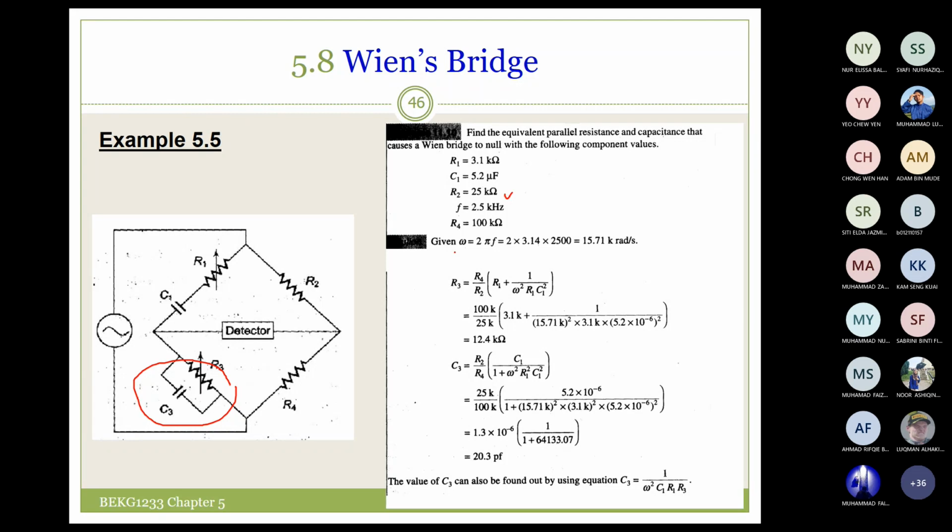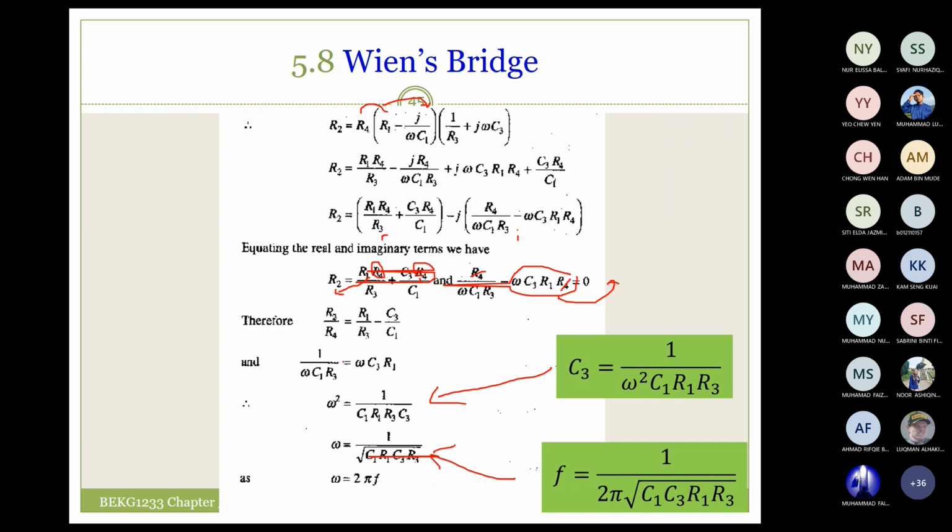Here given omega is 2 pi F, F is given here, 2.5, then you can get omega is 15.71 kilo radian per second. Then you just find the R3 and C3. The R3 and C3 you can find from the values here.